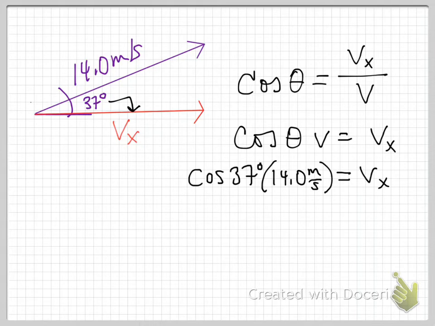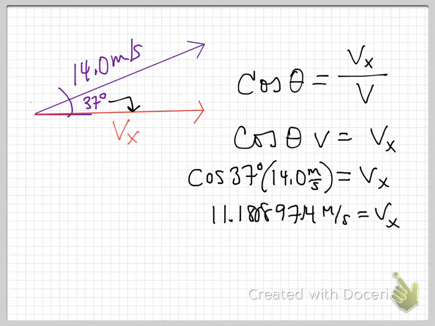Cosine of 37 times 14.0 meters per second equals v sub x, which gives us a value for v sub x of 11.18089714 meters per second. We can only have 2 sig figs because of the angle, so our final answer is 11 meters per second equals v sub x.